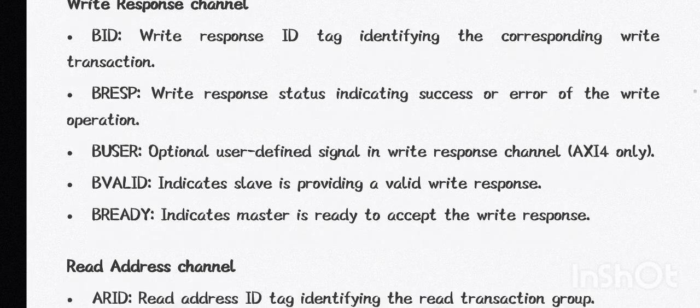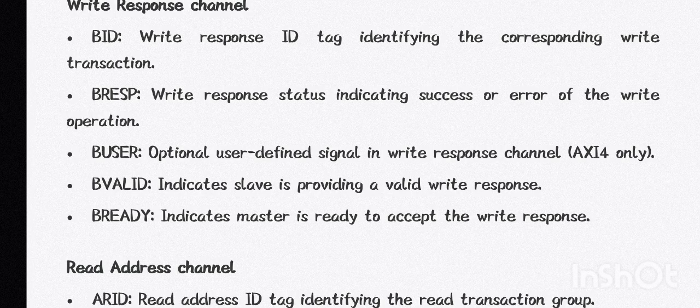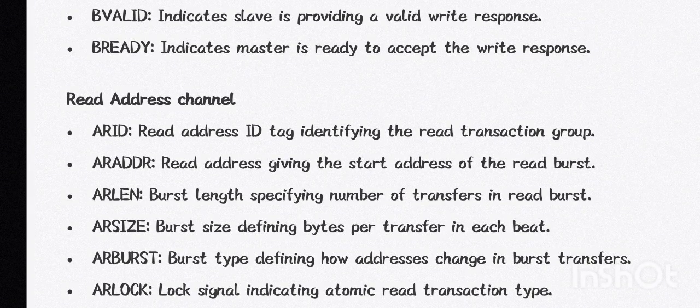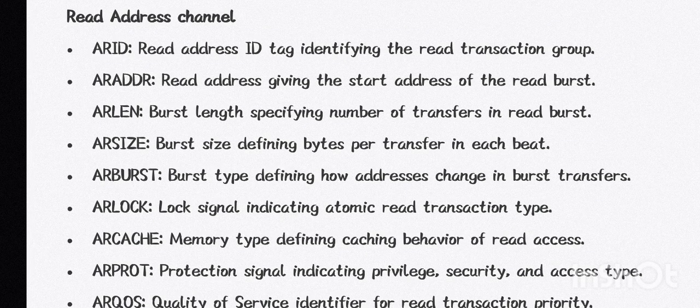Read address channel. ARID is the read address ID tag to identify the read transaction group. ARADDR is the read address, being the start address of the read burst. ARLEN is the burst length specifying the number of transfers in a read burst. ARSIZE is the burst size defining bytes for transfer in each beat. ARBURST is the burst type defining how addresses change in burst transfers.